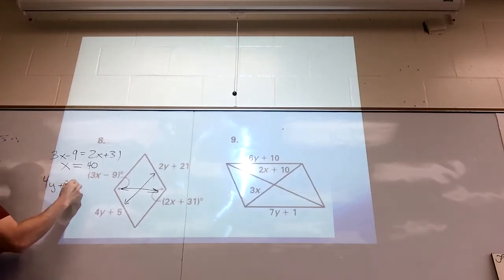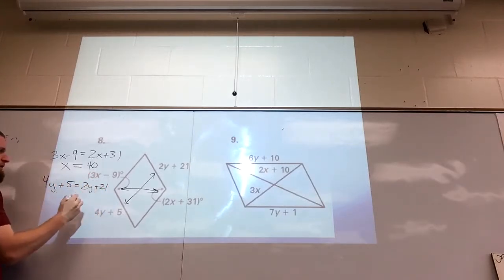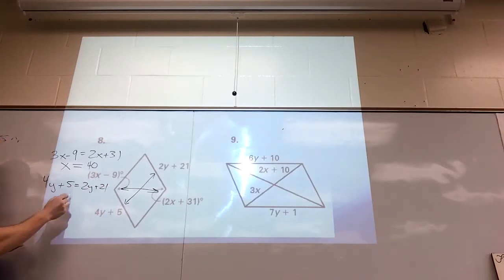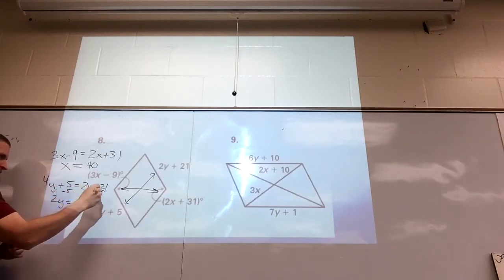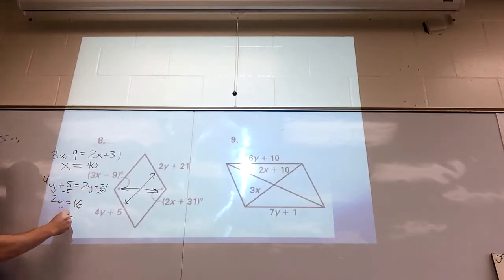And then I got 4y plus 5 equals 2y plus 21. So if I subtract 2y, that's that. 21 minus 5, right? Put it on minus 5. 16. And then divide by 2 is? 8.